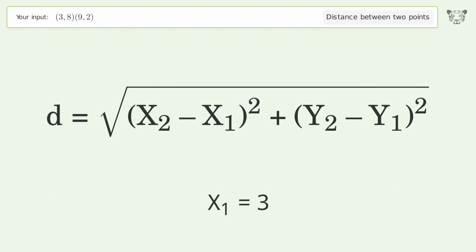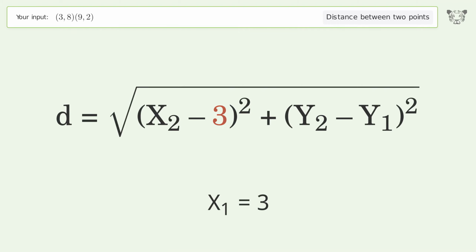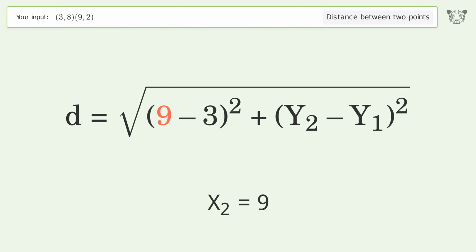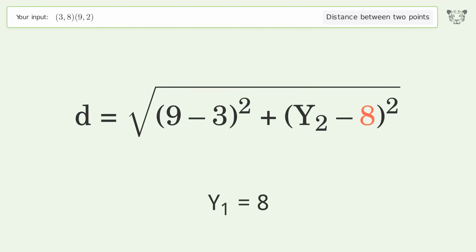x1 equals 3. x2 equals 9. y1 equals 8. y2 equals 2.